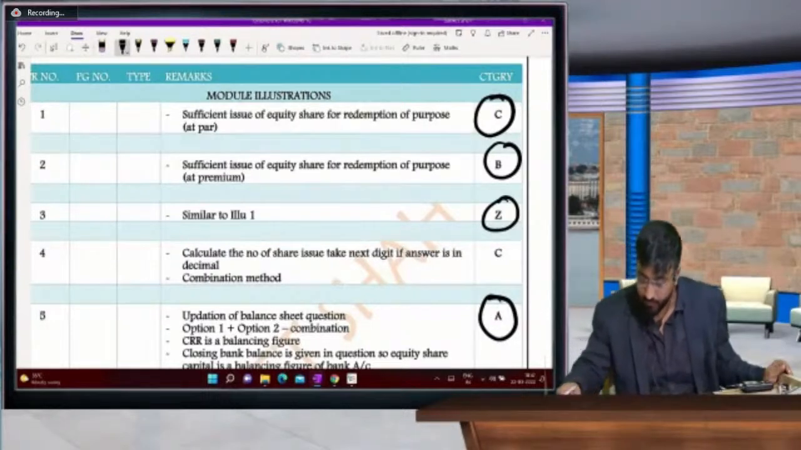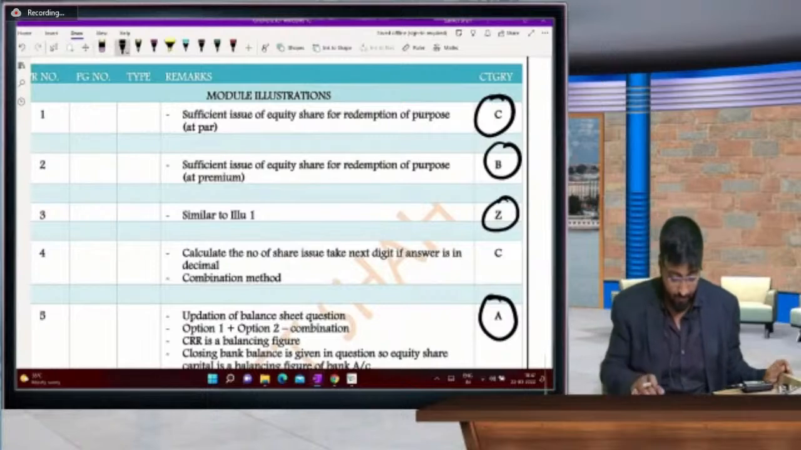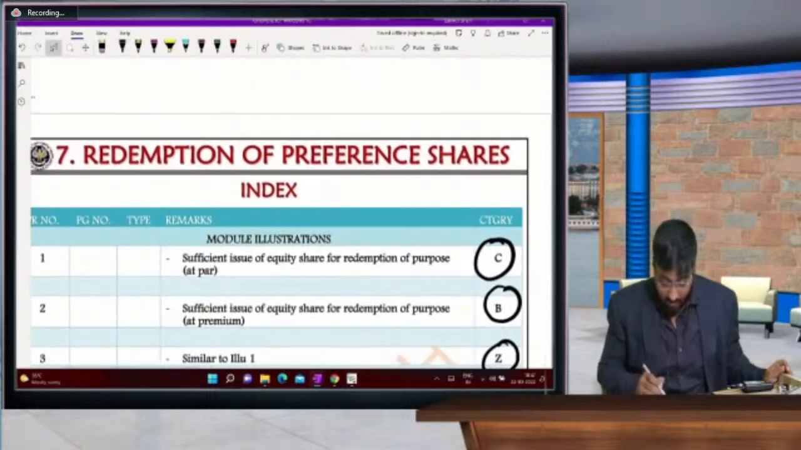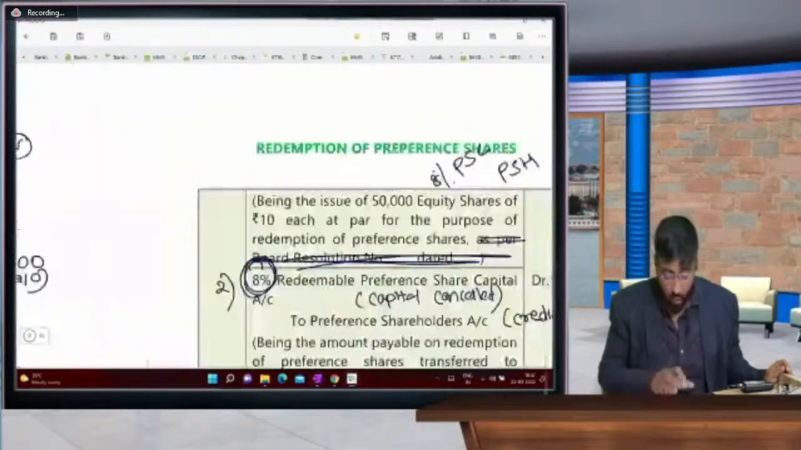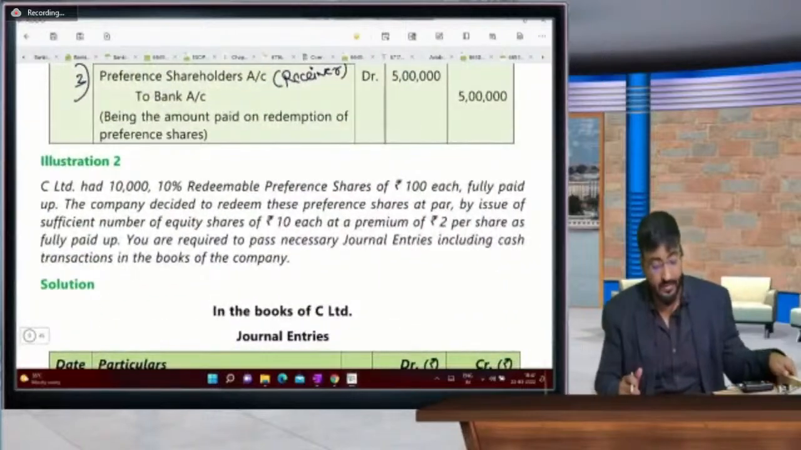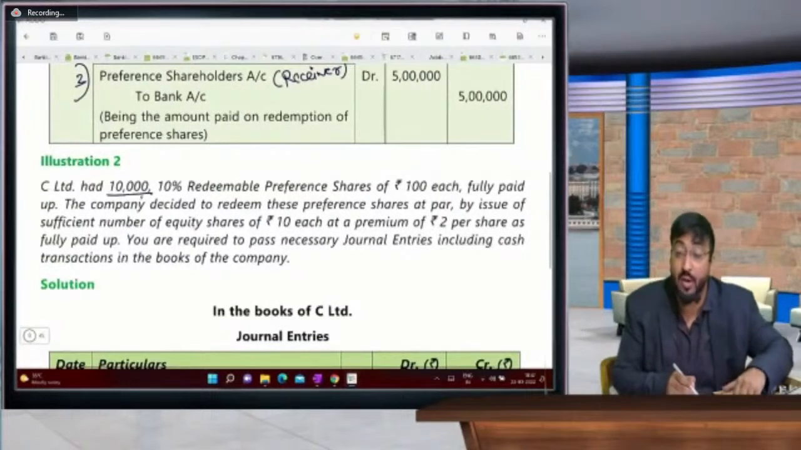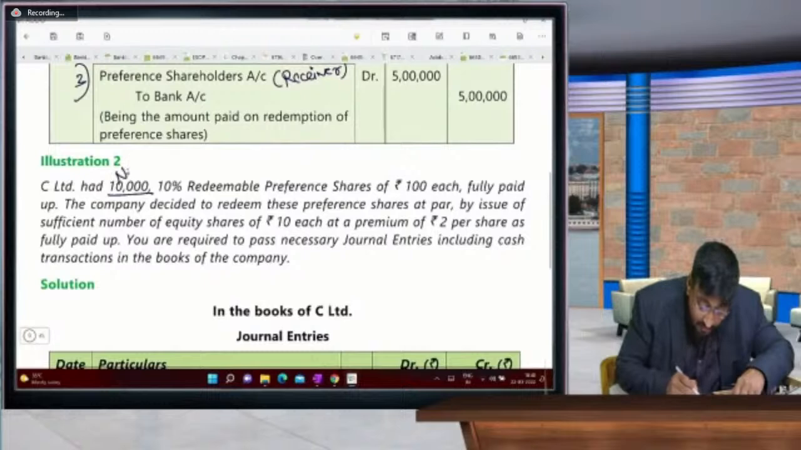Over. Chaliye. Now let's move to question number 2. Now this is shares issued at premium. C Limited had 10,000. So what is 10,000? Every time you write it on the question. So this is numbers.